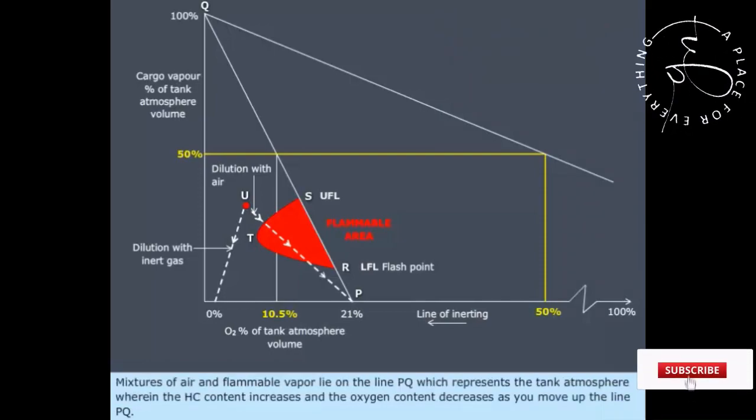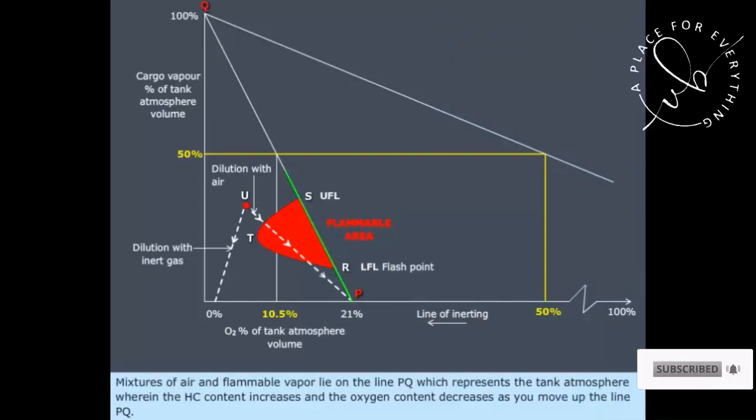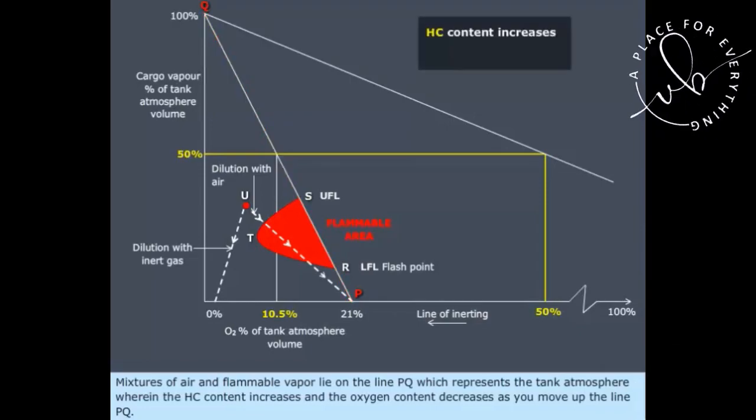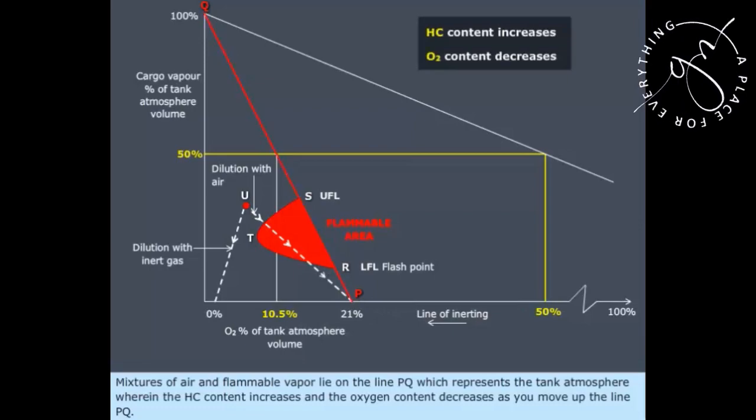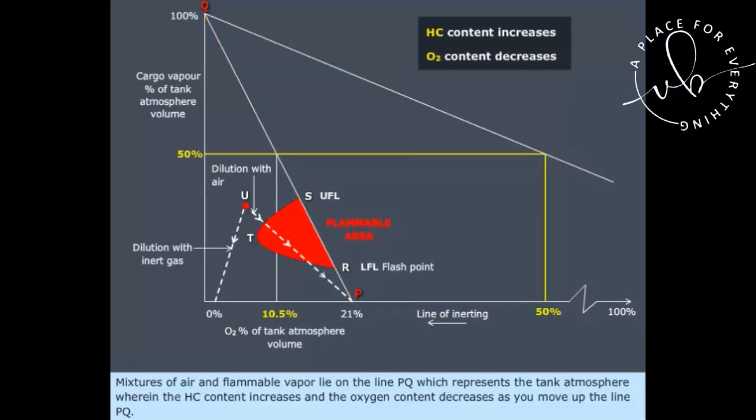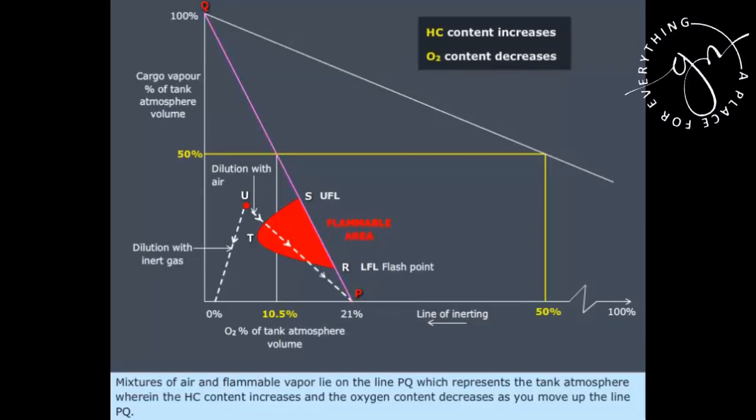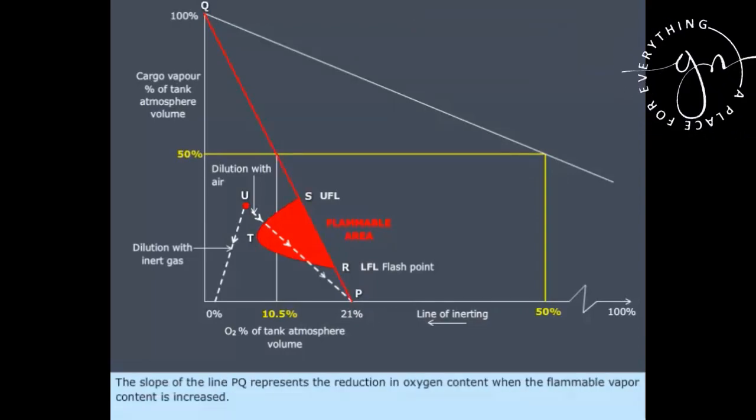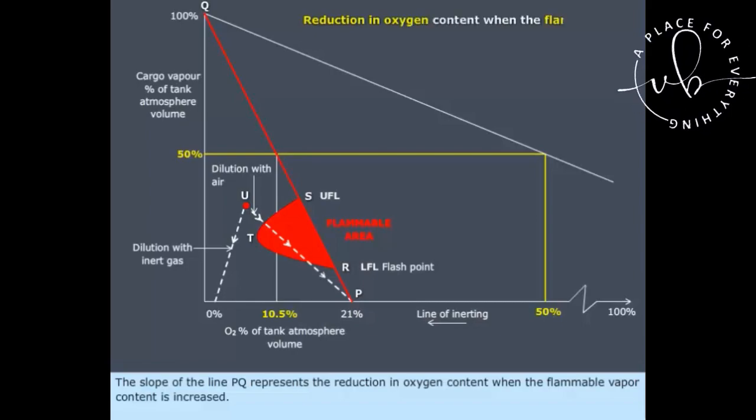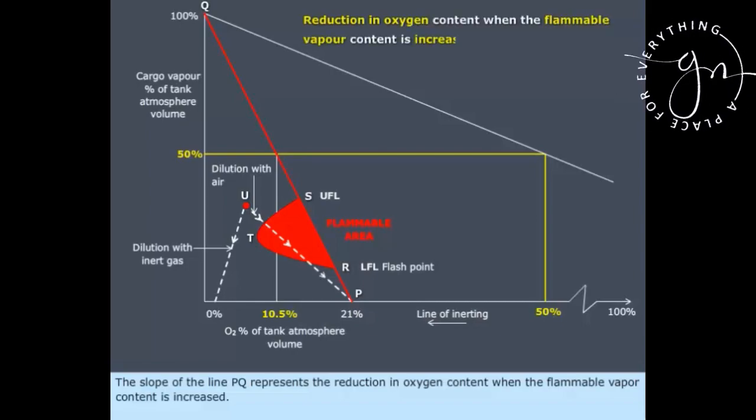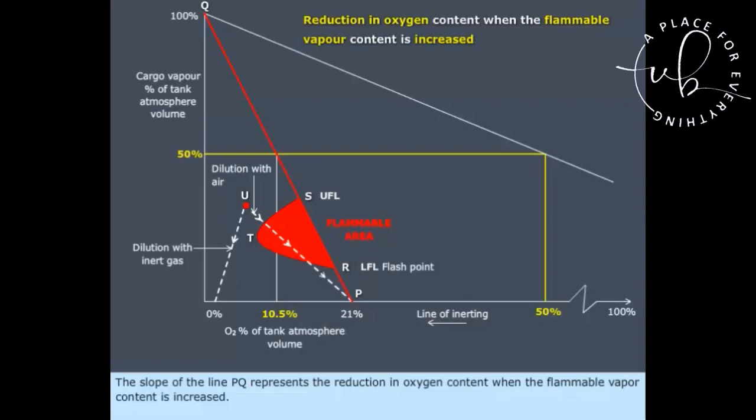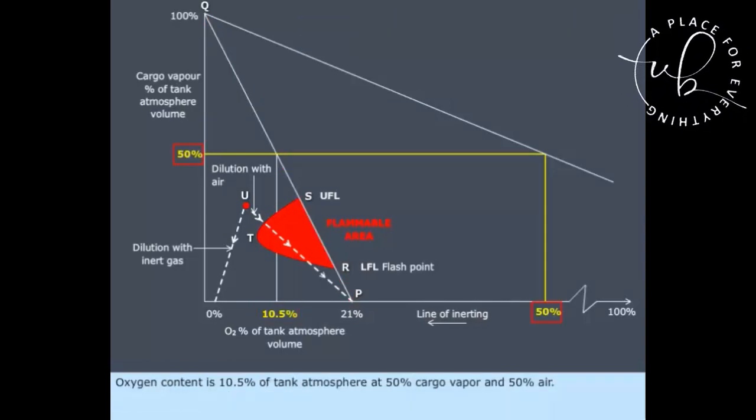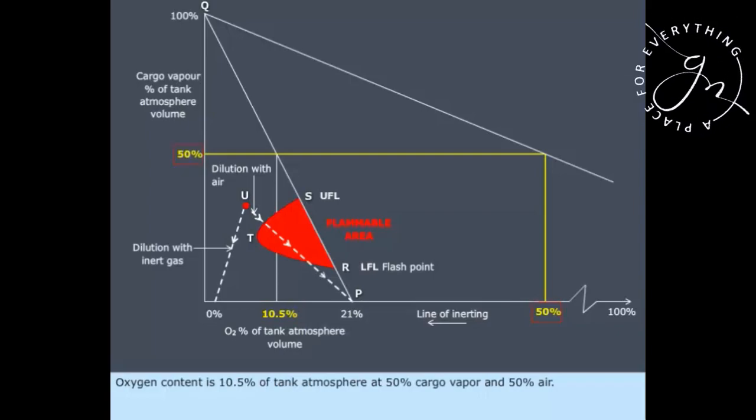Mixtures of air and flammable vapor lie on the line PQ, which represents the tank atmosphere, wherein the HC content increases and the oxygen content decreases as you move up the line PQ. The slope of the line PQ represents the reduction in oxygen content when the flammable vapor content is increased. Oxygen content is 10.5% of tank atmosphere at 50% cargo vapor and 50% air.